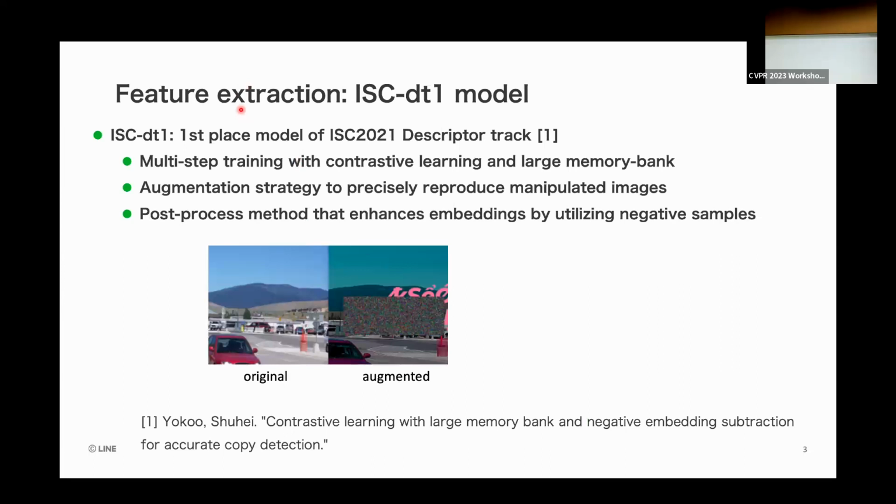First, for feature extraction, we use an ISC-DT1 model, which is the first place model of the ISC 2021 descriptor track. It has 3 points. First, it uses multi-step training with contrastive learning and a large memory bank. Second, an augmentation strategy is used to precisely reproduce manipulated images. Third, it uses post-process methods that can enhance the embeddings by utilizing negative samples. For more details, please refer to this paper.